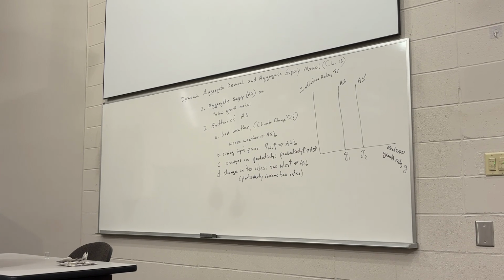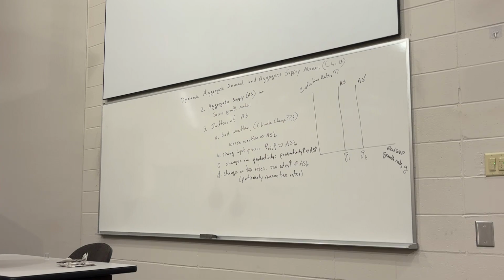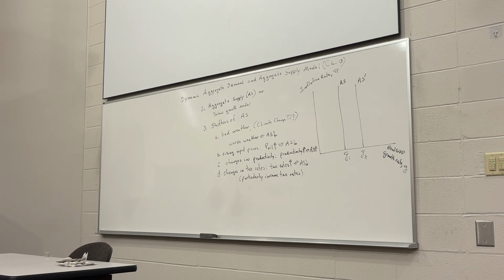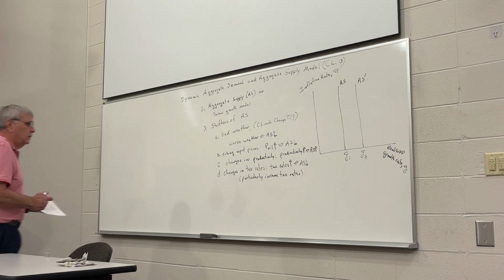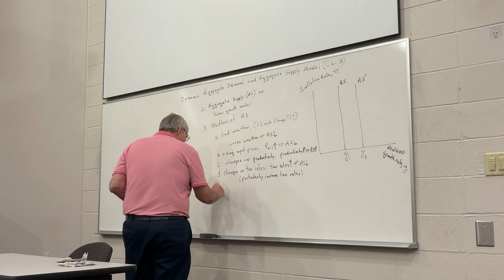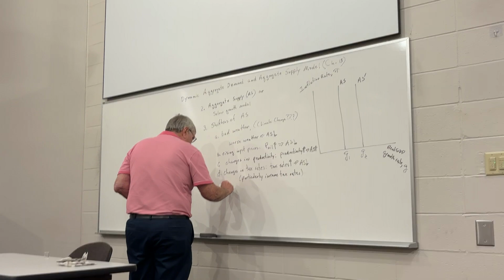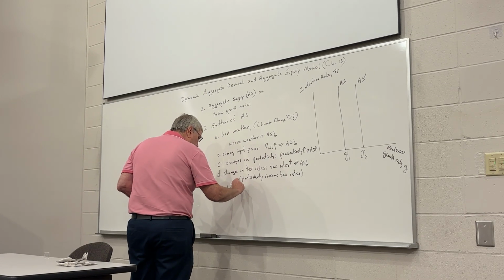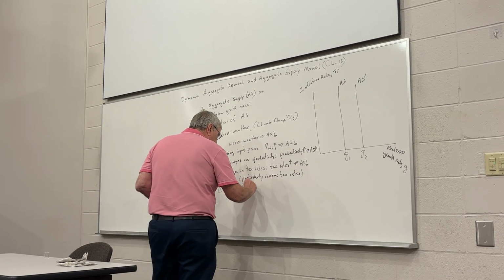If you tax sales, what happens? People buy less because they've got to pay the tax. If you tax income, people work less because they don't get as high a reward for work. Changes in government regulation.